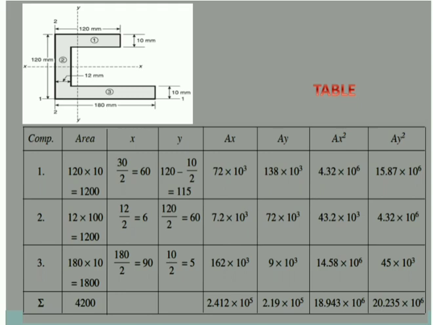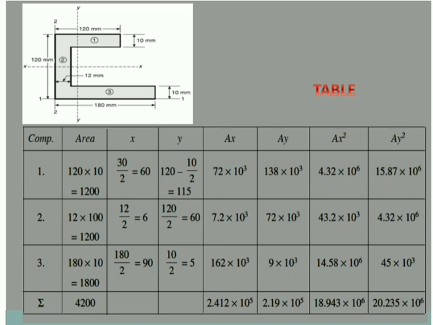So the first component is a rectangle. Area will be 120 into 10. X, okay, x is what? The vertical distance from your reference axis, which is at the bottom. Here we can take x with reference to your vertical axis, which is at the left side. So the x value for this element will be 120 by 2, which is equal to 60. Please excuse me, this is 120 by 2, which is equal to 60.